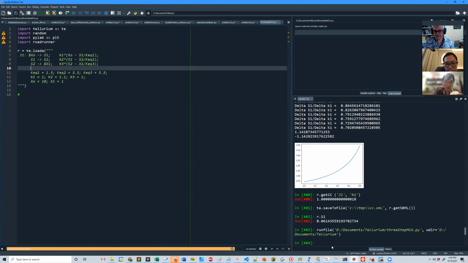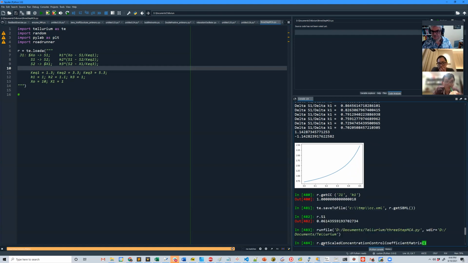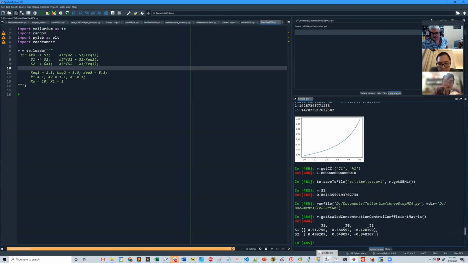Okay, 3-step pathway. Now there's a quick way of getting all the sensitivities at once, and that is by going r.getScaledConcentrationControlCoefficientMatrix. So this is the matrix. This is all of them now. So remember I said there would be 6 here because you've got 3 steps and 2 species. So it's 2 times 3 is 6. So I have 3 here.